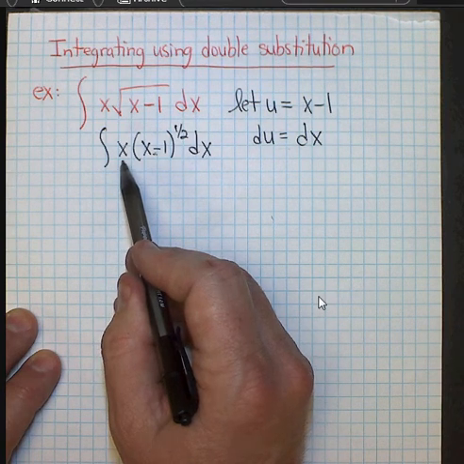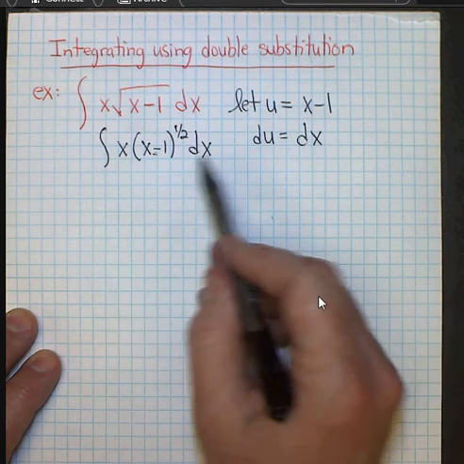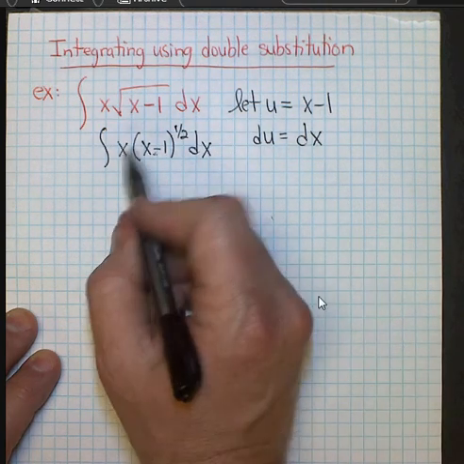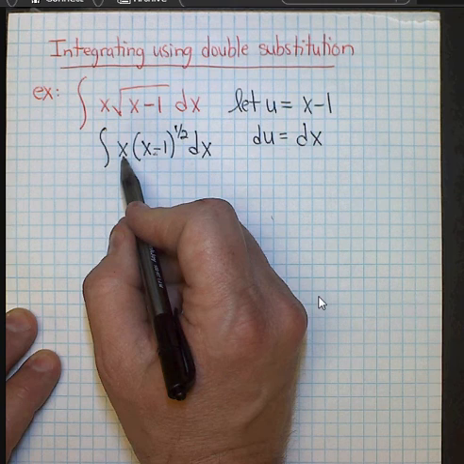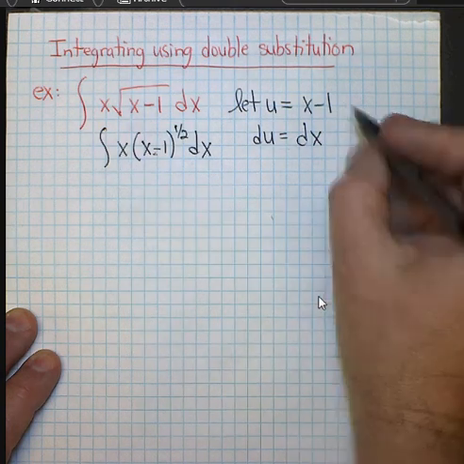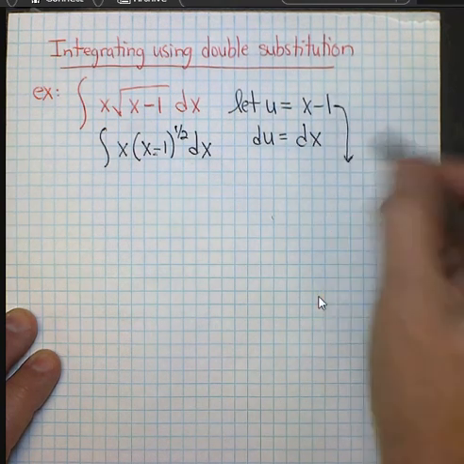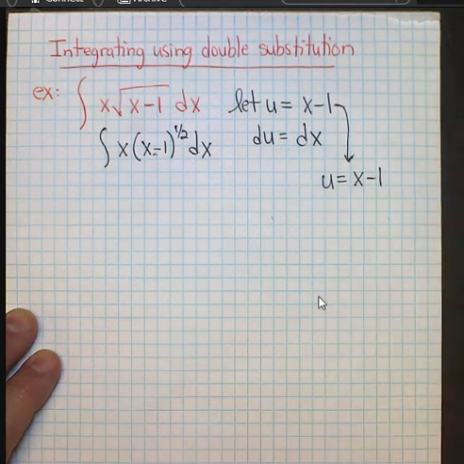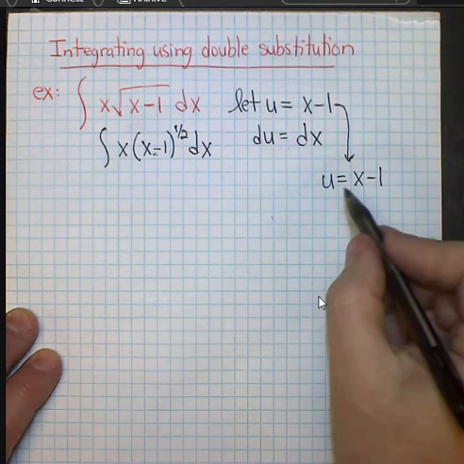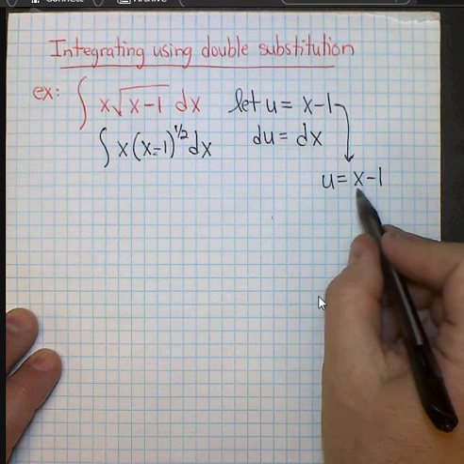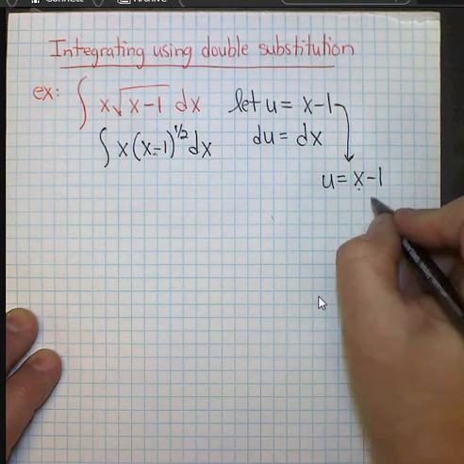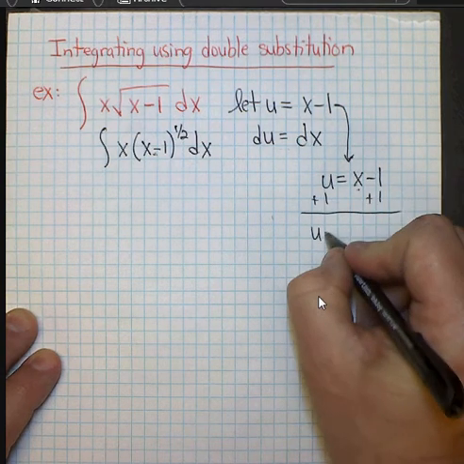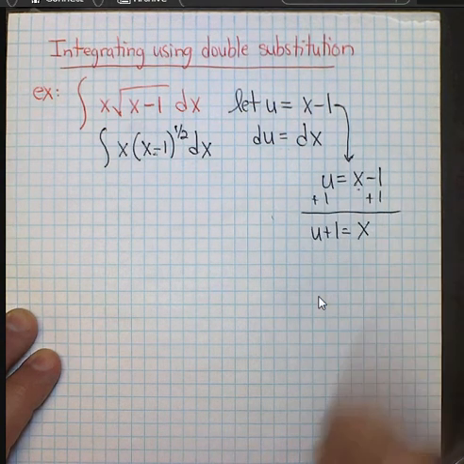Alright, so now it becomes that double substitution piece. I'm doing my substitution here, but then I'm going to do another substitution to figure out what x is going to become, and that's where I'm going to use this statement here. This statement is the fact that we know that u is equal to x minus 1, because that's what we let u equal. Now I'm going to try to solve this for x by adding 1 to both sides. That gives me u plus 1 is equal to x.